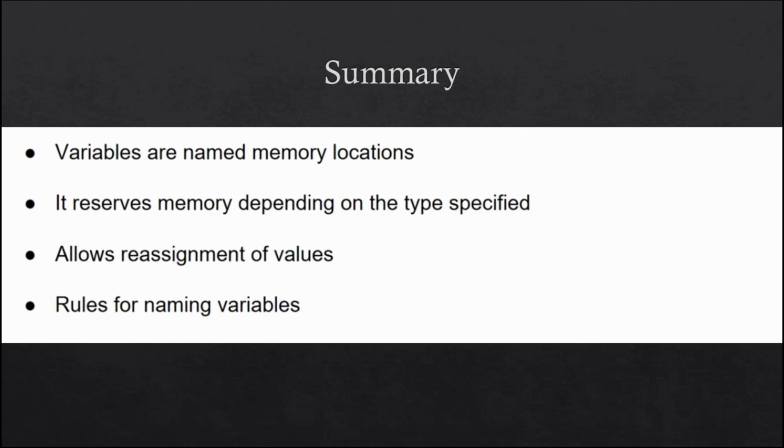All right, so in order to summarize the topic, we discussed variables, and variables are named memory locations. Yes, memory locations is something which can be done with variables having a specified name. It reserves memory depending on the type of data, like integer has a different memory allocation, character has a different memory allocation. Reassignment is acceptable. You can change the value at any given point in time. And there are some specified rules that we have to make sure of while defining a variable.